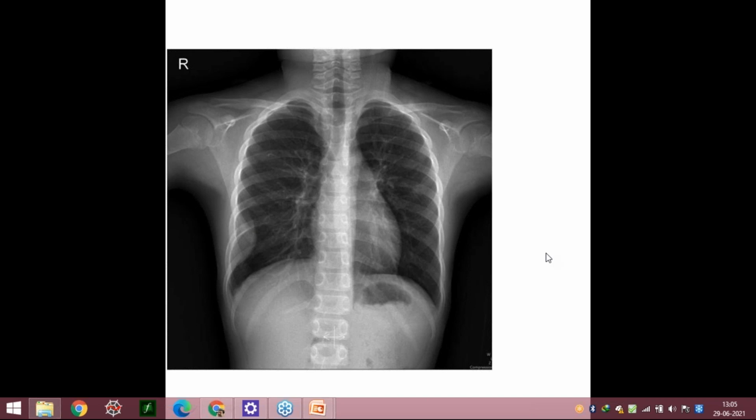Yeah, it could be. See, again, mesothelioma, it could be. You cannot say that it is mesothelioma on the X-ray only, but yeah, one of the differentials can be mesothelioma. The rest of the things in this X-ray is fine. The bones and everything is fine. Anything else? Any doubt? Shall we proceed?